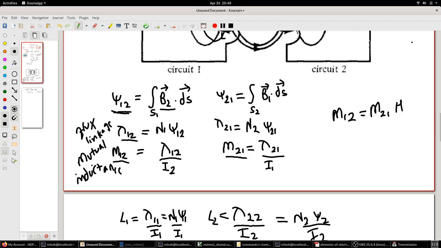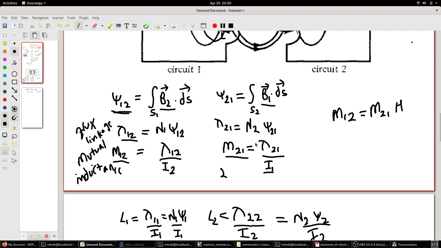Similarly, M21 is the mutual inductance in circuit 2 because of the current I1, or because of the flux linkage generated by B1, which is due to current I1 in circuit 1.